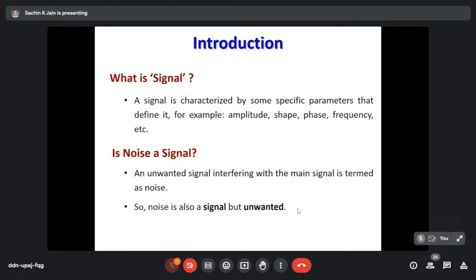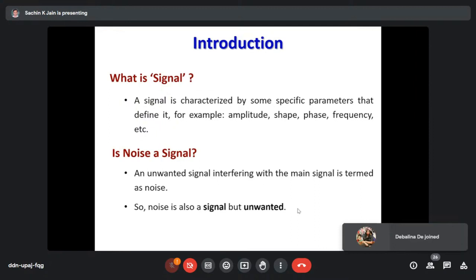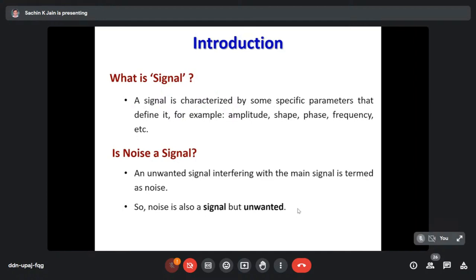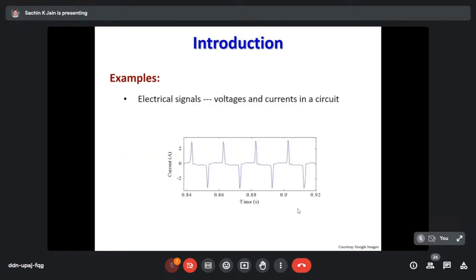as we define, it is an unwanted signal interfering with the main signal. That's how we define noise. So it is also a signal which is unwanted, but sometimes it could be very useful. For example, in any machinery, if we are getting any additional noise, that could be a signal of something wrong in the operation, or some possible mishap or breakdown of that device. So that's why noise is also considered a signal. Let us say voltage and current in electrical systems are signals.